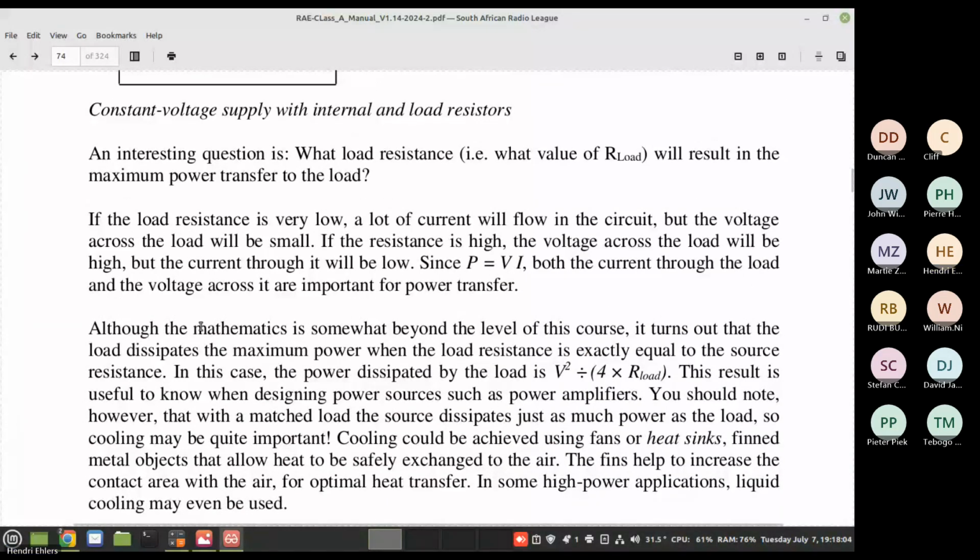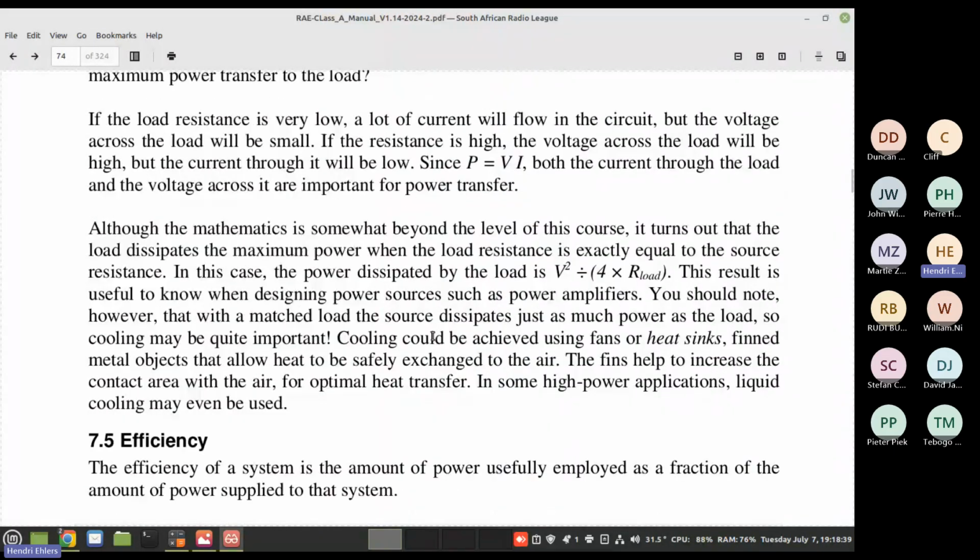Here it is. Although the mathematics is somewhat beyond the level of this course, it turns out that the load dissipates the maximum power when the load resistance is exactly equal to the source resistance. Right, so you must just remember that, because that's a question that you will get in the exam. But why it's like that, you don't need to know.